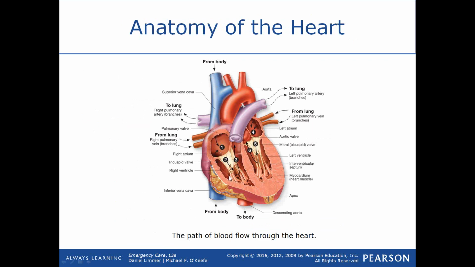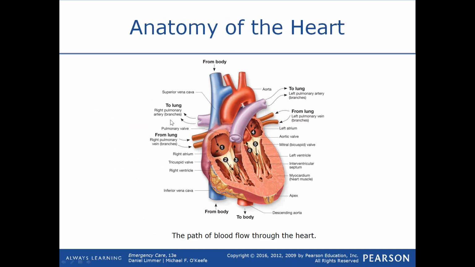When the right ventricle contracts, it pumps that unoxygenated blood through the pulmonary arteries. Now, this is the only part in your body where unoxygenated blood travels in an artery.